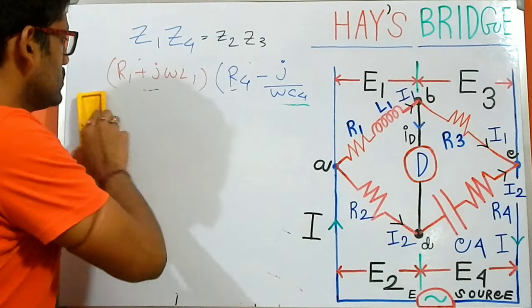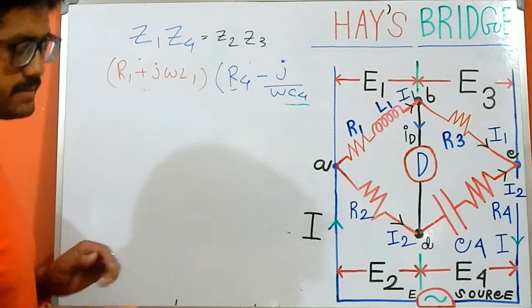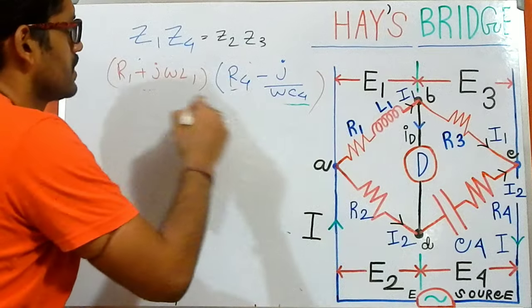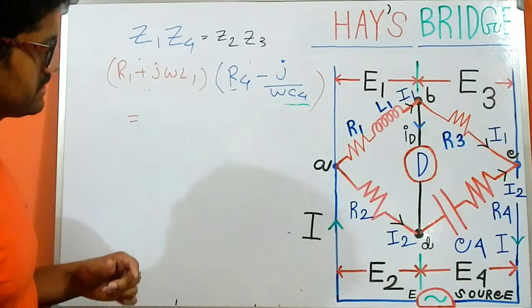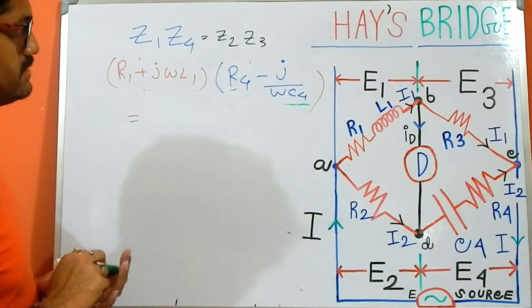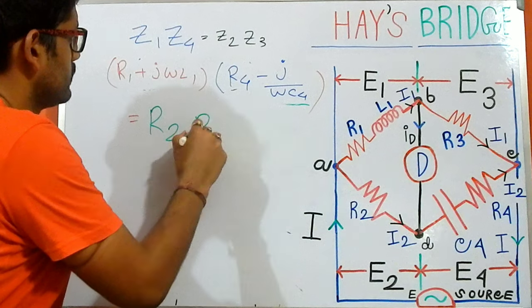That will give us more space to solve the equation. What is the expression of our Z2? Z2 means R2 and Z3 means R3. So R2 R3.